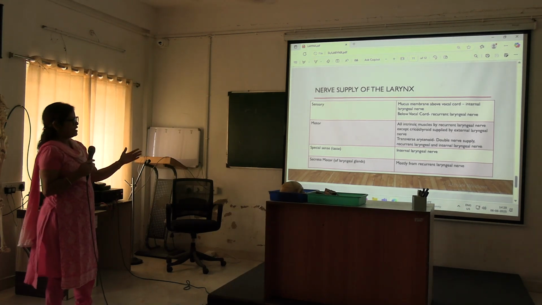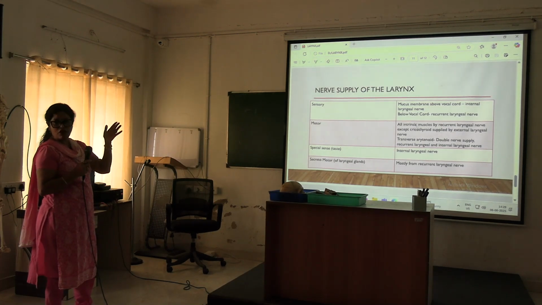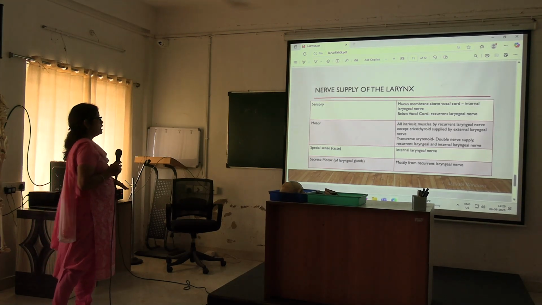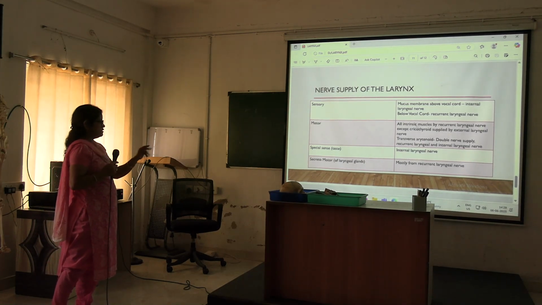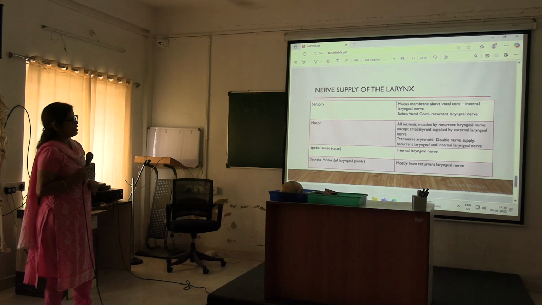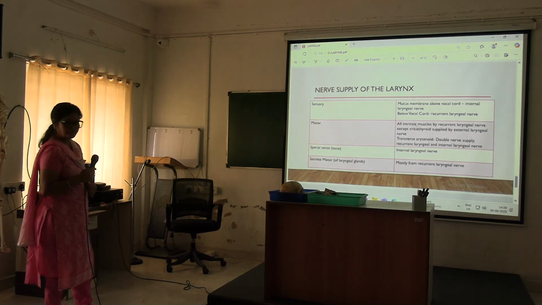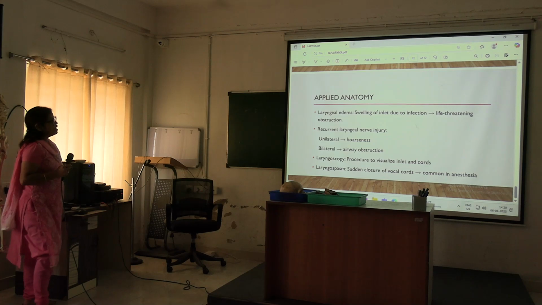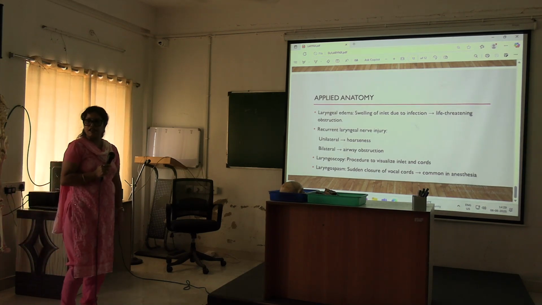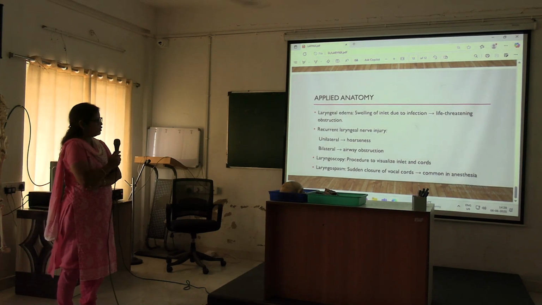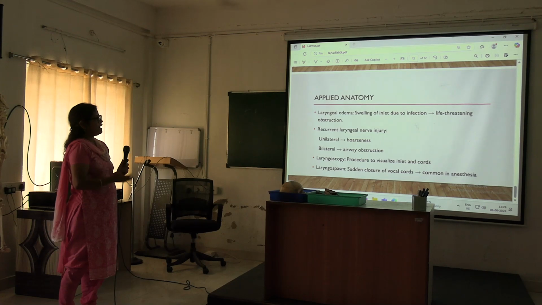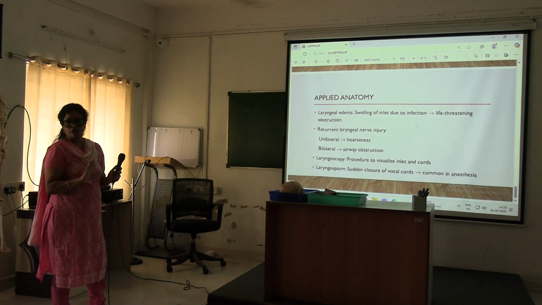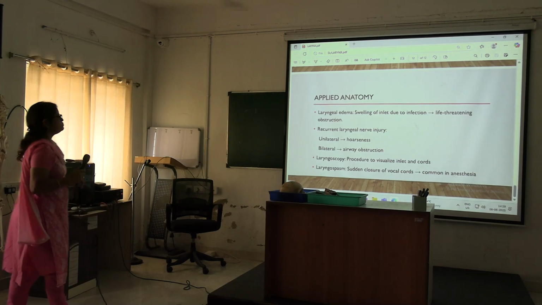Now the special sense of taste is only in the upper part, where the epiglottis is, not in the whole of the larynx, and this is by the internal laryngeal nerve. And the secretomotor supply for the laryngeal glands mostly comes from the recurrent laryngeal nerve. So I told you the intrinsic muscles of the larynx, but there are some extrinsic muscles of the larynx also. Those move the whole larynx as a whole. Those are the suprahyoid and infrahyoid muscles. Those are not that important.